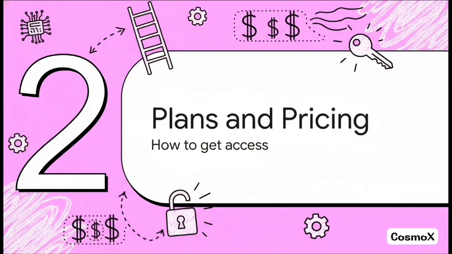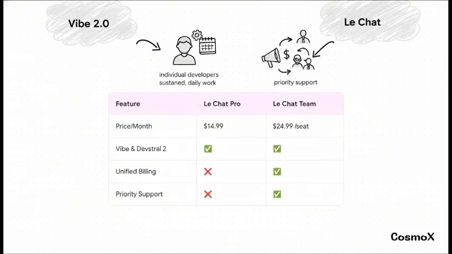Okay, these features sound awesome. So the big question is, how do you get your hands on it? Let's break down the plans and pricing so you know what's up. So, getting Vibe 2.0 is part of Mistral's Le Chat subscription plans. You've basically got two main paths.